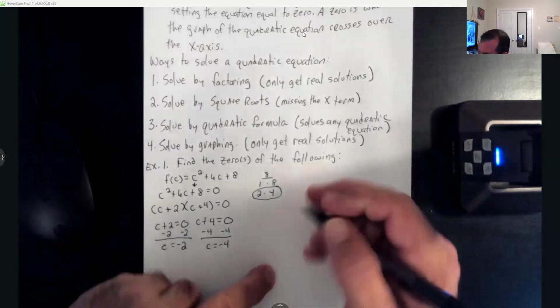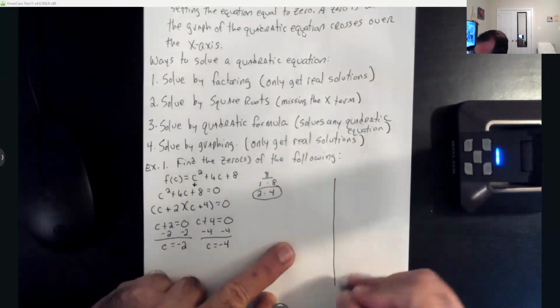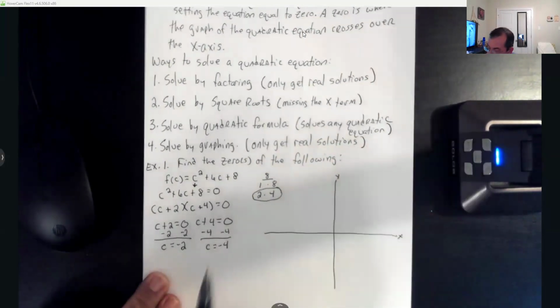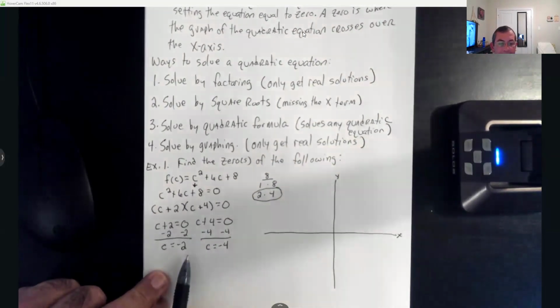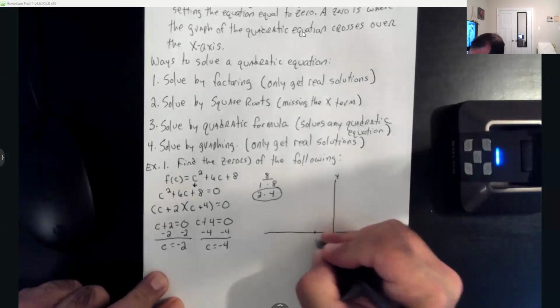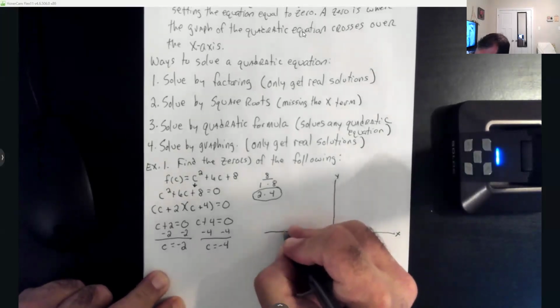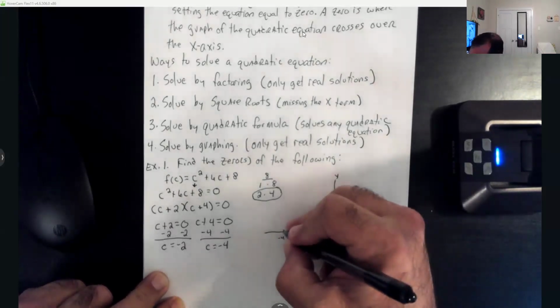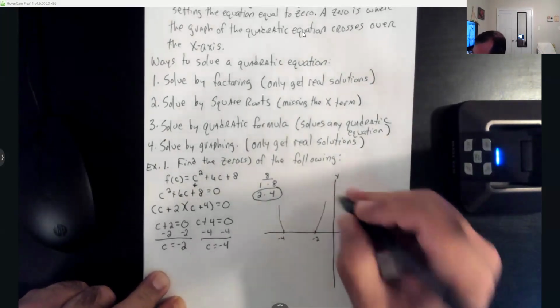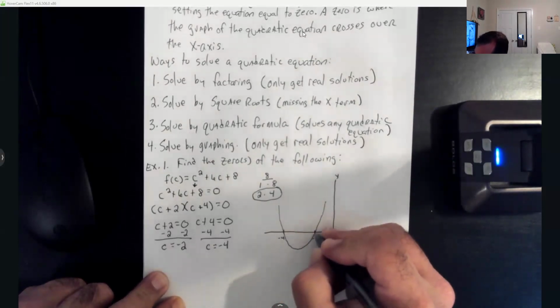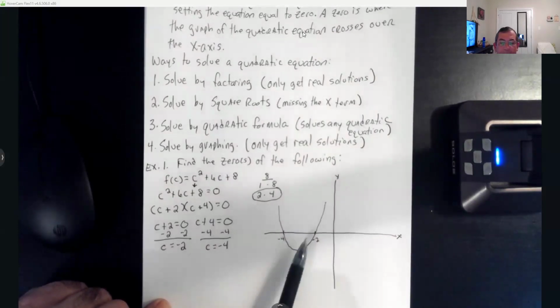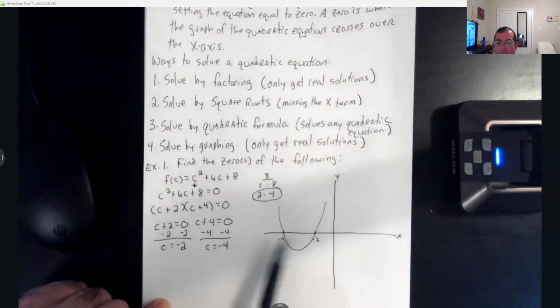Y'all, what this means, if you were to graph this over here at negative 2 and at negative 4, that's where this graph is coming across. So if you'd have graphed it, you would have got the same answers because that's where the graph would have crossed over the x-axis, okay?